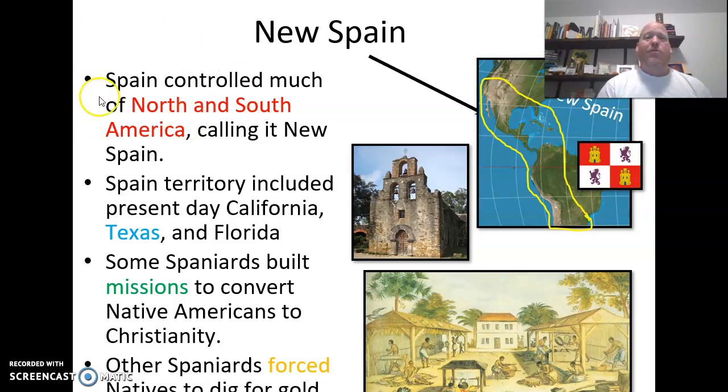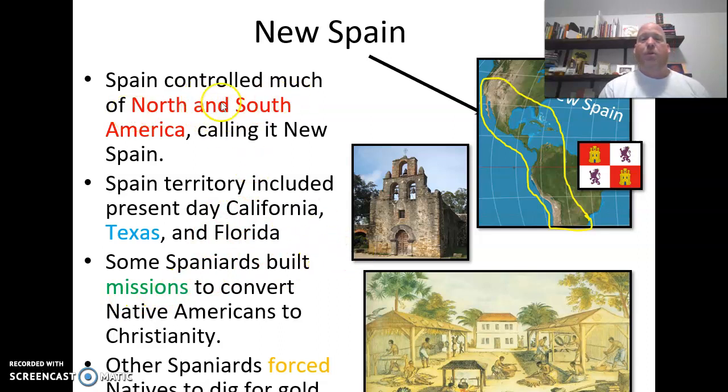So Spain controlled, and this goes in your notes right here, as well as this down here, all right? So if you need to pause this slide right here and go back and write the answers in your notes, this would be a good time to hit pause on the video.